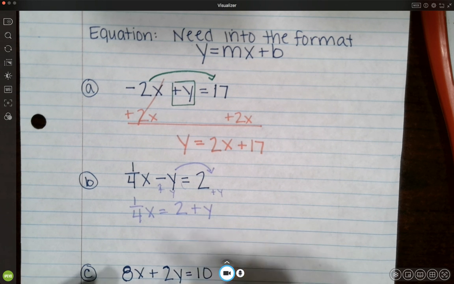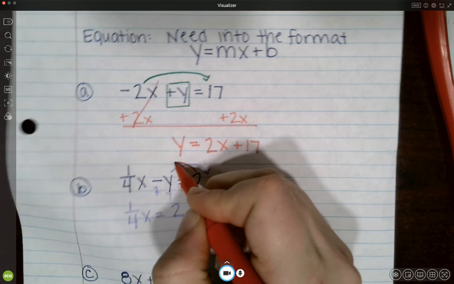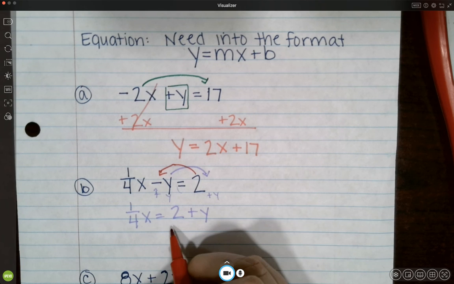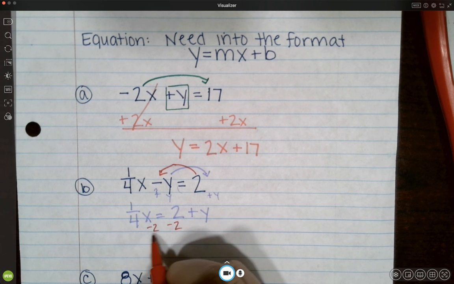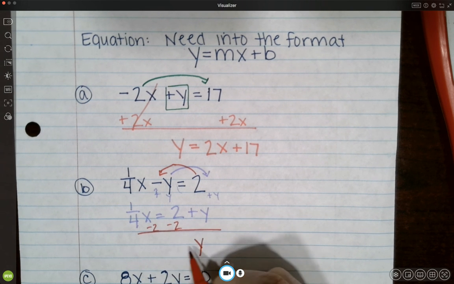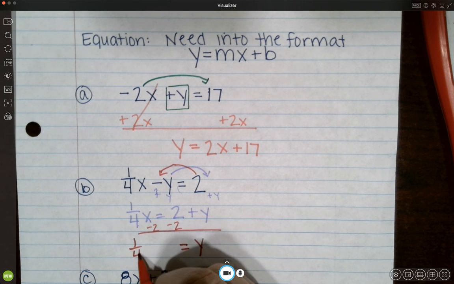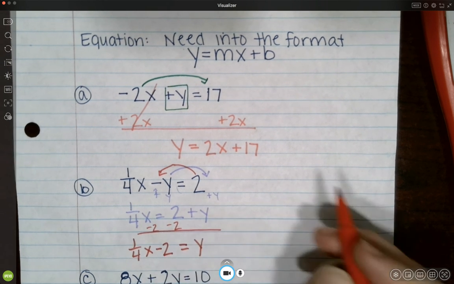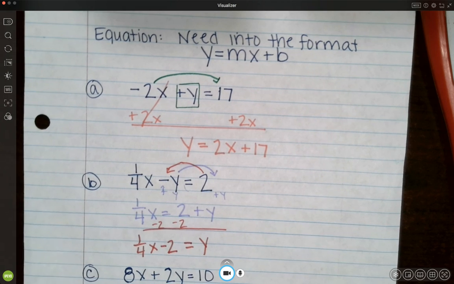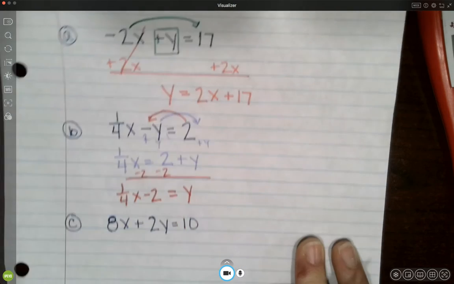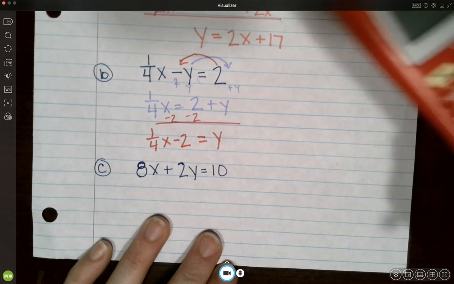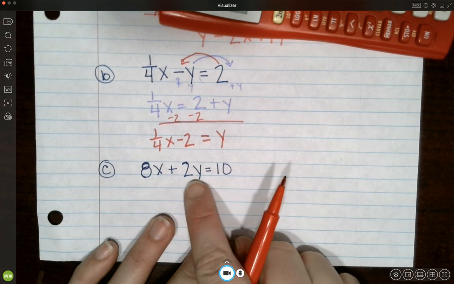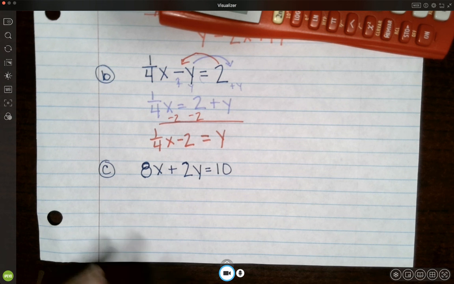Now the 2 is in the way, so red rover, he's got to be sent over. He was positive on the right. He's now going to become negative on the left. So y equals 1/4 x minus 2. So again, we're just switching their places. The last instance that you might run into is in the case that there's a coefficient with the y. So we still need him by himself.